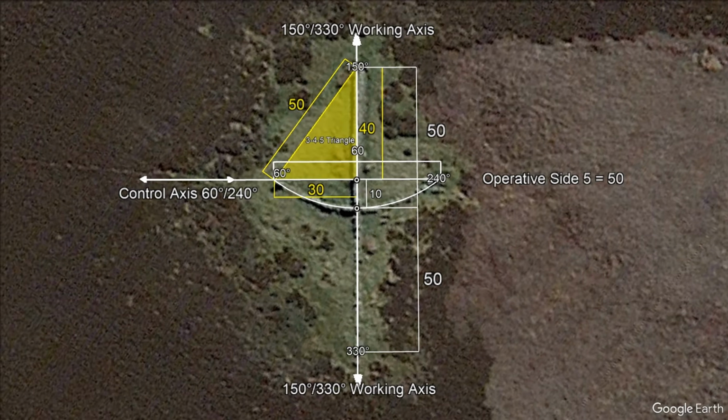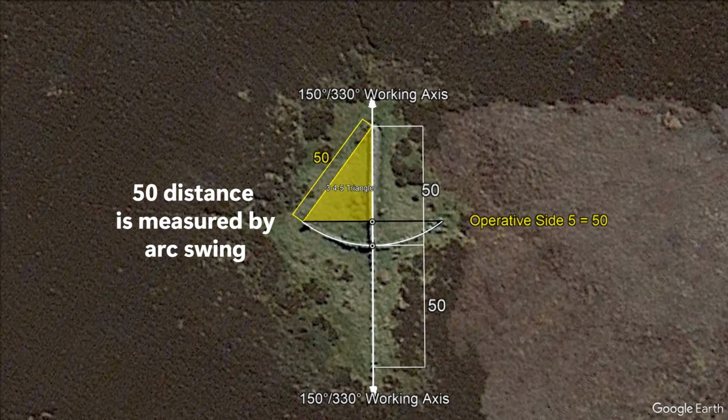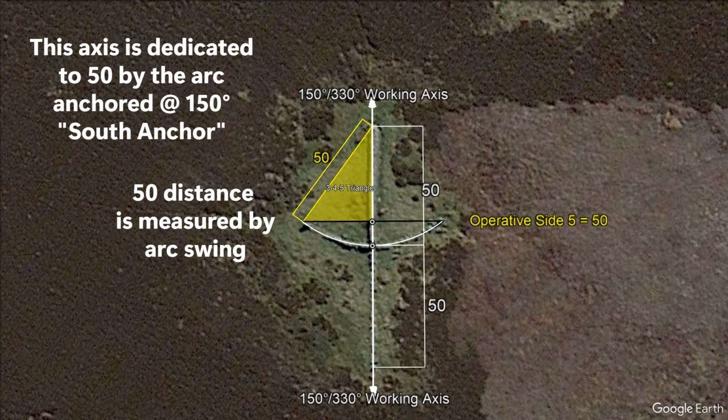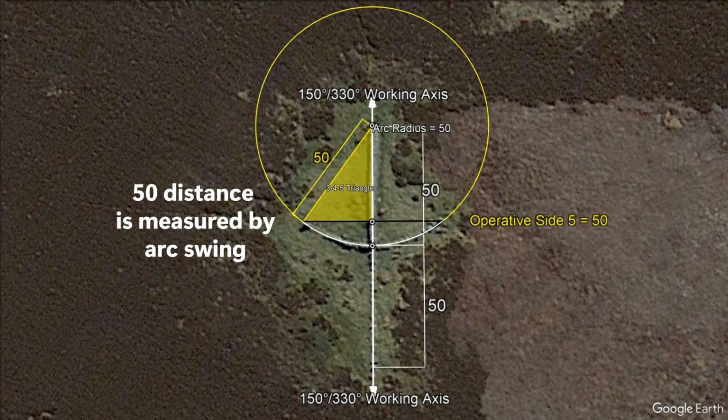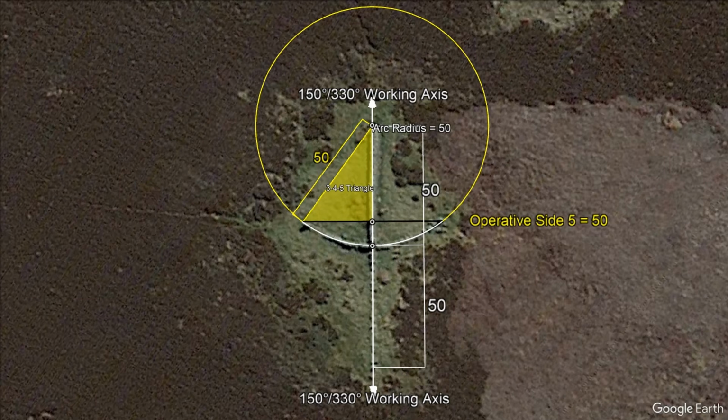Now, the working axis is how we measure the line. This is the line that we're traveling on to get our straight line and to measure our distances. And in the case of a hypotenuse, the 5 is always measured through an arc, where the 3 side and the 4 side are measured from corner to corner.